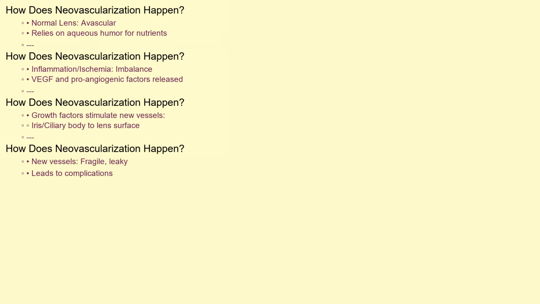Now, let's talk about how this actually happens. The lens of the eye is normally avascular, meaning it doesn't have any blood vessels. It relies on nutrients from the surrounding aqueous humor. When inflammation or ischemia occurs, it creates an imbalance in the eye's chemical environment. This prompts the release of vascular endothelial growth factor, or VEGF, and other pro-angiogenic factors. These growth factors essentially tell the body we need more blood vessels here. They stimulate the formation of new, abnormal blood vessels that start growing from the iris and ciliary body towards, and ultimately onto, the lens surface. These new vessels are often fragile and leaky, leading to further complications.